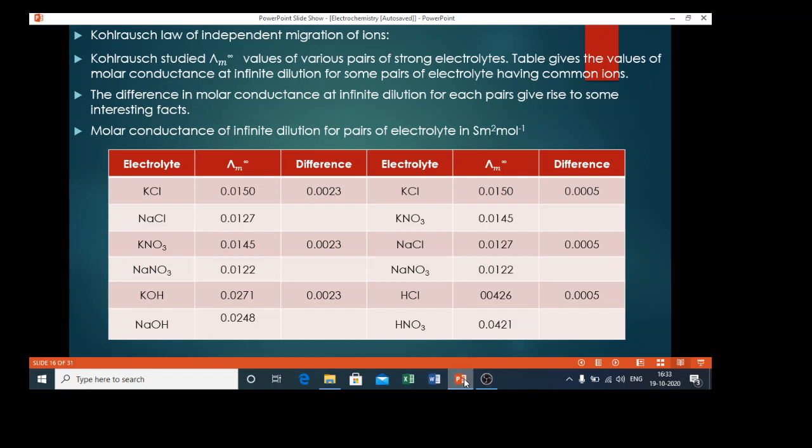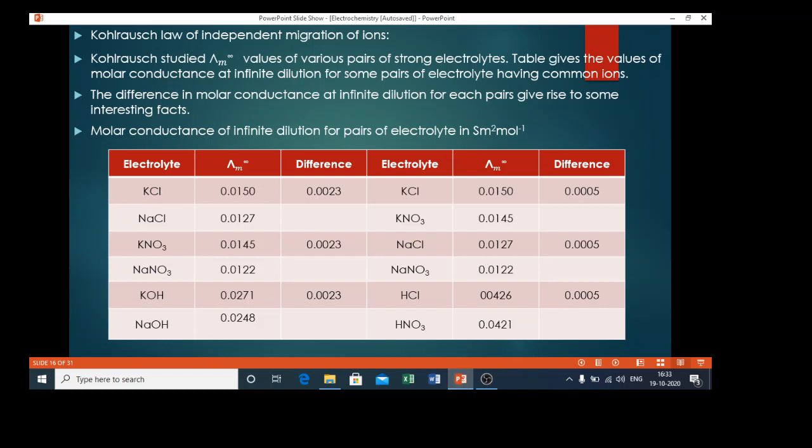Kohlrausch studied λm infinity values of various pairs of strong electrolytes. Here the table gives the values of molar conductance at infinite dilution for some pairs of electrolytes having common ions. To study the difference in molar conductance at infinite dilution for each pair gives rise to some interesting facts.